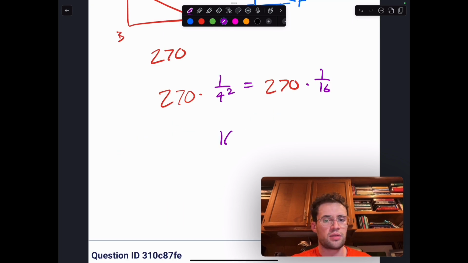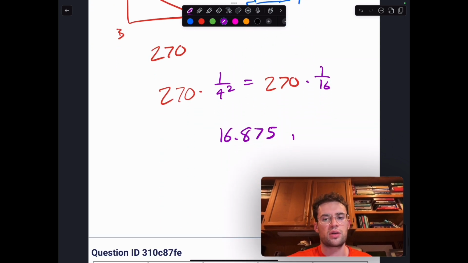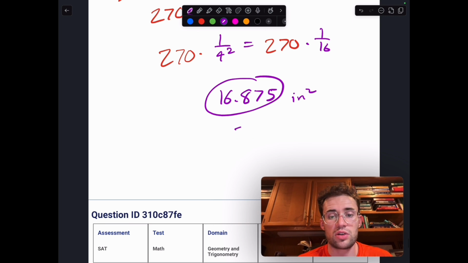So 16.875. Did it say what the units were? Square inches, so this would be inches squared. Again, for the SAT, you just type in that answer. If you want to leave it as a fraction, you could just write 270 over 16 and then simplify that.